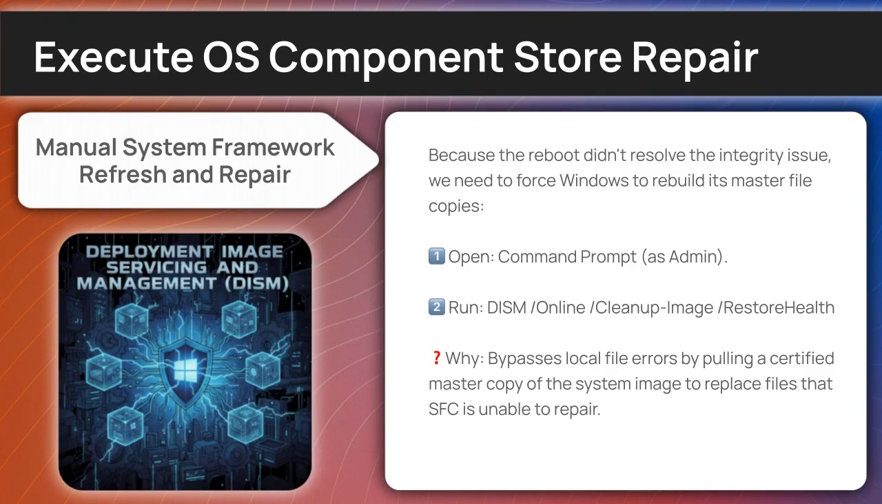Because the reboot didn't resolve the integrity issue, we need to force Windows to rebuild its master file copies. First, open command prompt as admin. Second, you're going to type DISM /Online /Cleanup-Image /RestoreHealth, then hit enter. Why are we doing this? Well, it bypasses local file errors by pulling a certified master copy of the system image to replace files that SFC is unable to repair.